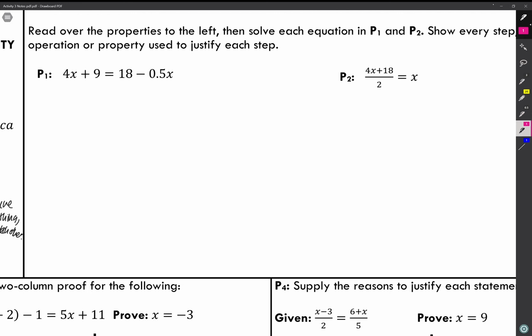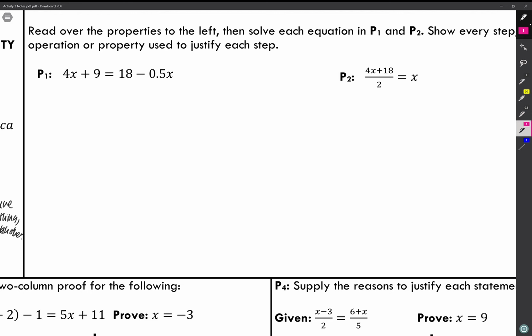So if we look at our equation in P1, it says 4x plus 9 is equal to 18 minus 0.5x. The disclaimer here, the way I solve the equation is not the only way to solve this equation. You can do these steps in different orders, and that's okay. If you solve this and do it in a different order, that's all right, but just make sure we know which property we're using to do this. So all right, let's go ahead and solve the way I'm going to do it.